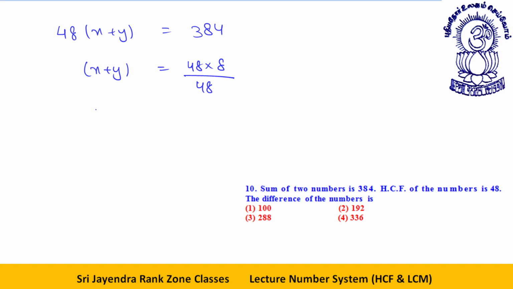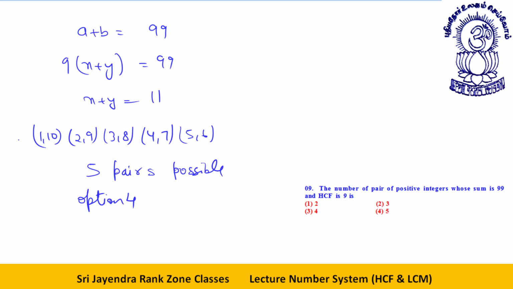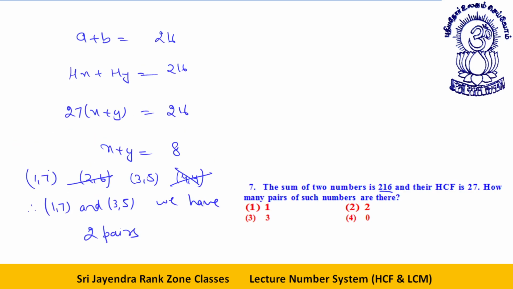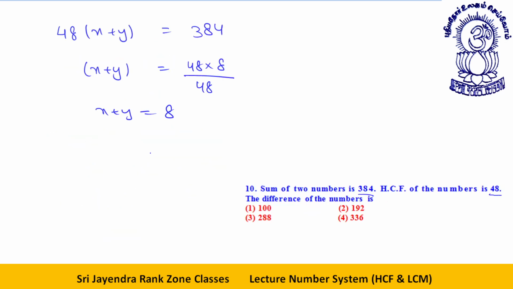The sum of the two numbers is 384. HCF of the numbers is 48. The difference of the two numbers is asked. As we have discussed in the previous question, where the sum was 8, what are the possible pairs? 1, 7 is one pair, 3, 5 is another pair. What is the difference? The difference here is 6, the difference here is 2.